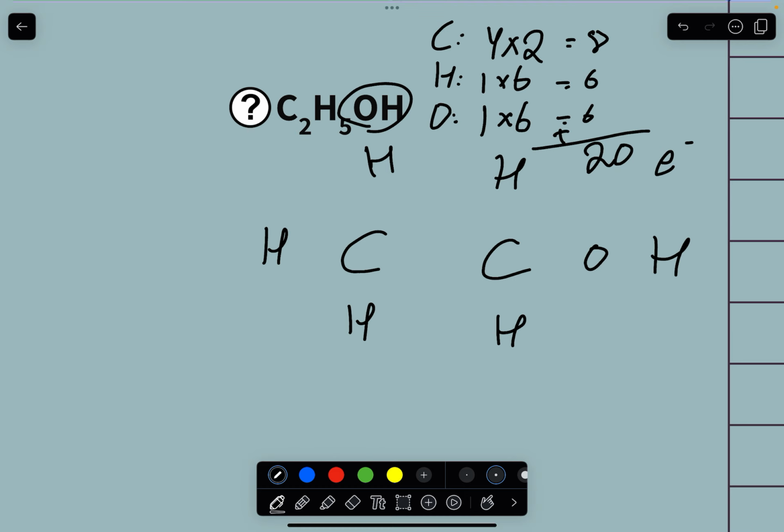The next step is draw a line between each of the elements. So these 2 carbons go together, and we're going to draw a line between each of the elements.